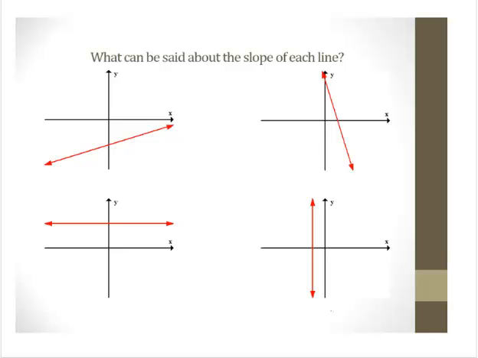So what can we say about the slopes of these lines? Notice how this first line increases, it rises from left to right. This line has positive slope. Contrast that with the line to its right. Notice how this line falls from left to right. Any line that falls from left to right has negative slope.